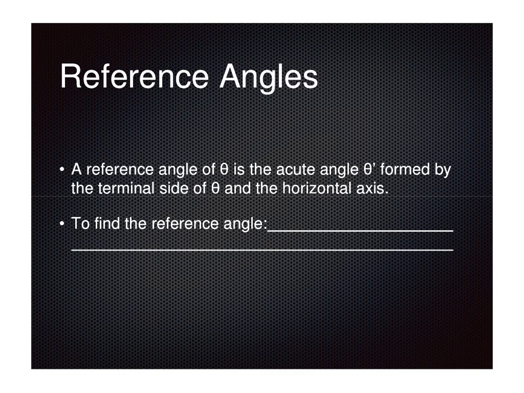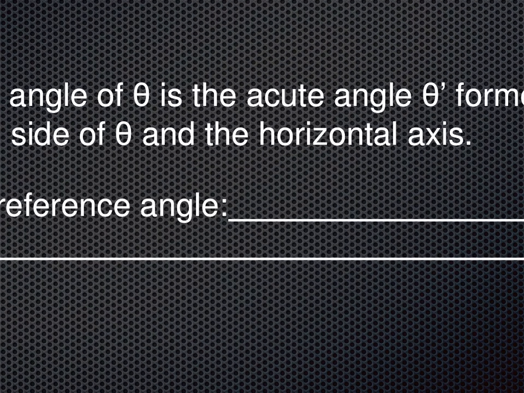Guys, to find a reference angle. The reference angle of theta is the acute angle formed by the terminal side and the horizontal axis. What I want you to take from this is to write these two words down: acute. What does acute mean? Smaller than 90. Acute and positive.